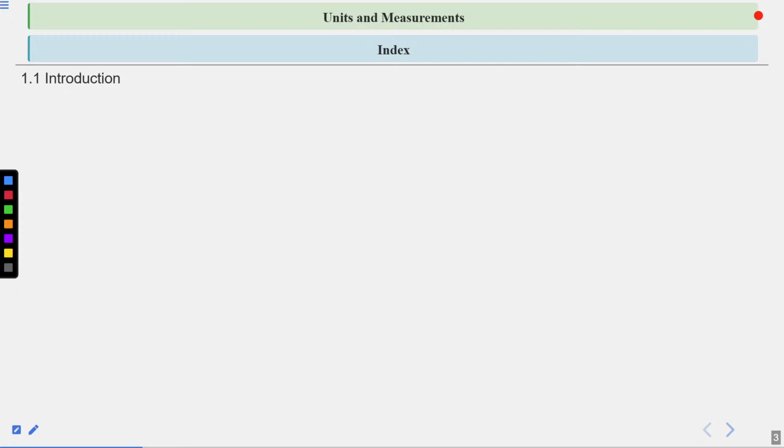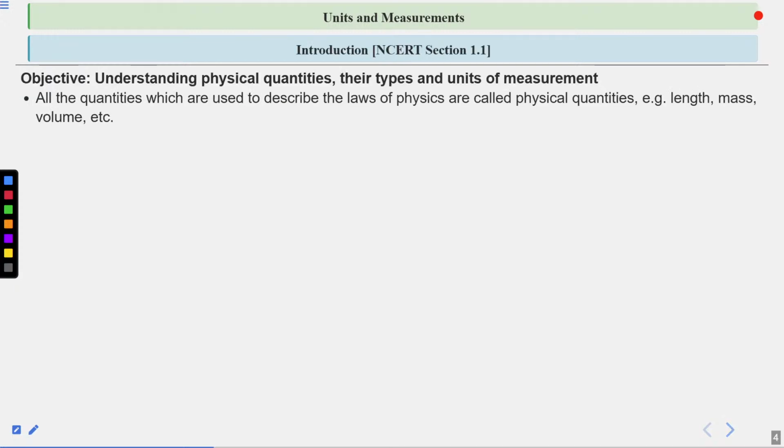So, in today's lecture, we will cover 1.1 Introduction and 1.2 the International System of Units. So, introduction. Our main motive is understanding physical quantities, their types and units of measurements.